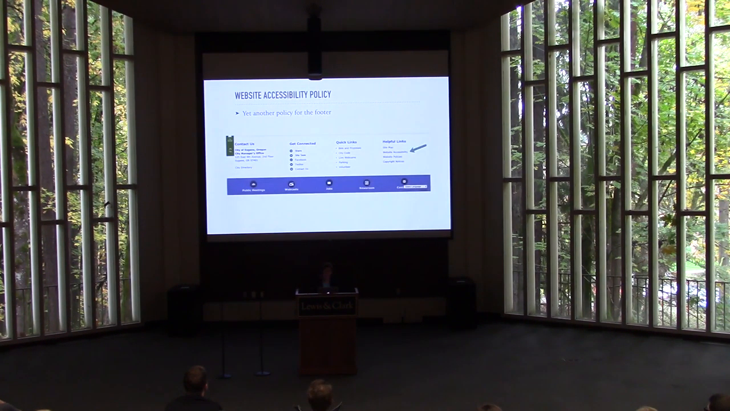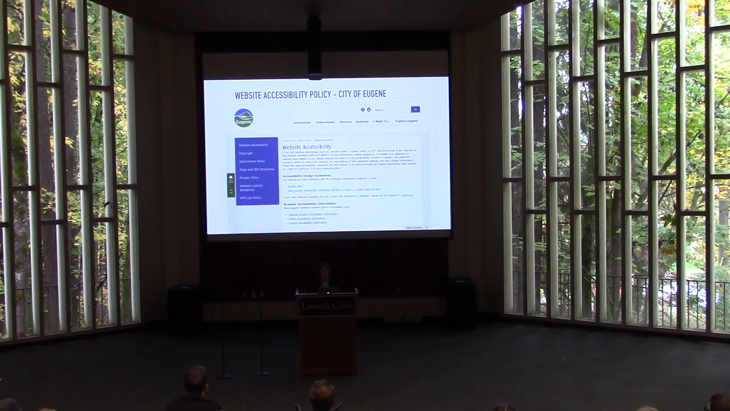So let's talk about what a website accessibility policy might look like. This is yet another policy that we can start including in our footers. This is the City of Eugene, their website, and they have an accessibility policy. I think this is a good place to start, especially with your own sites. You can develop an accessibility policy that defines what level of experience people can expect from your website. And that should actually be true. So if you say, well, this website is compatible with the JAWS screen reader, it should actually be compatible with the JAWS screen reader.